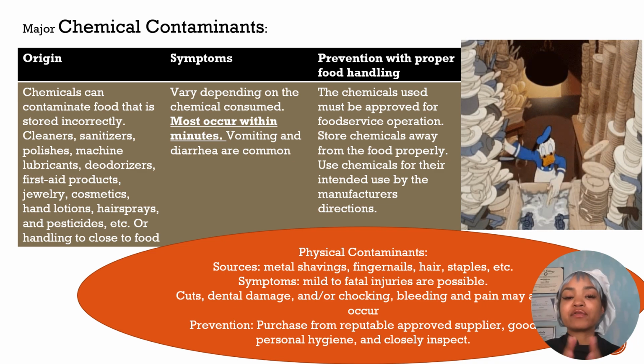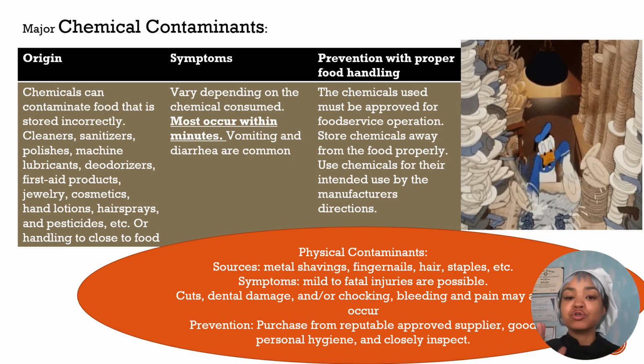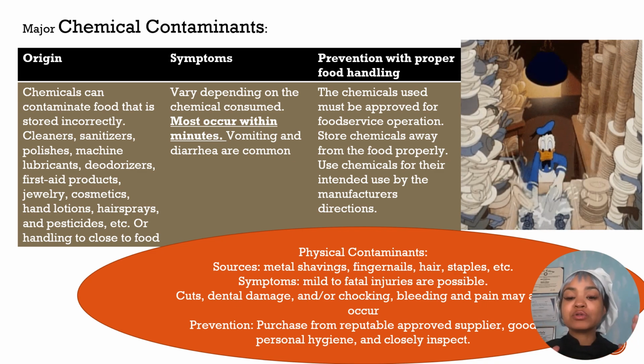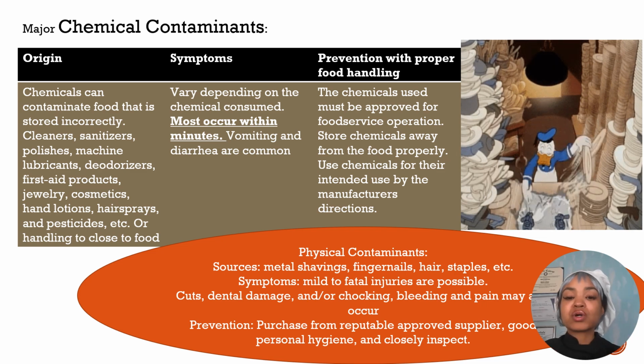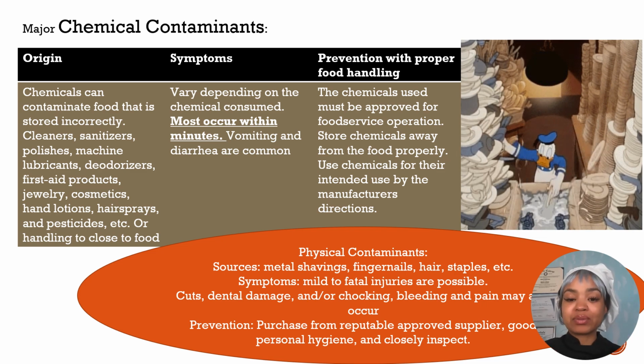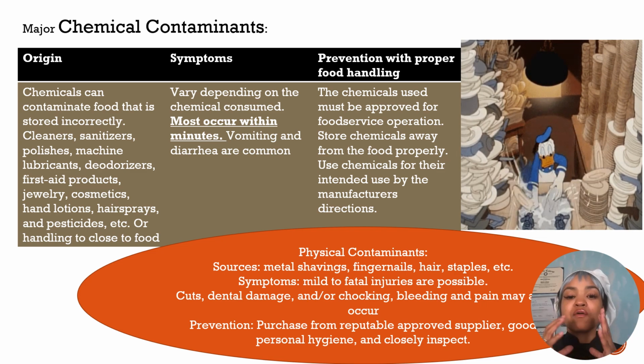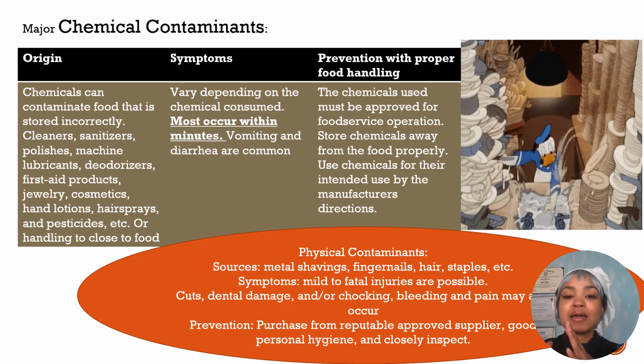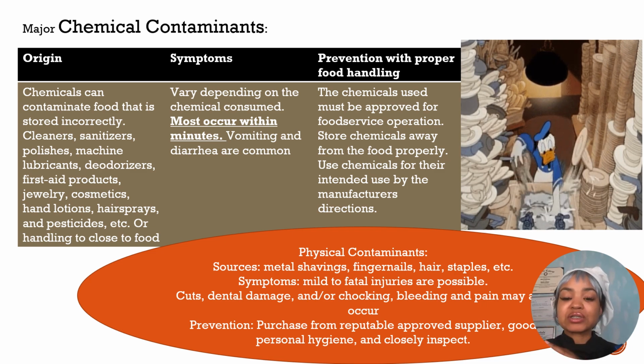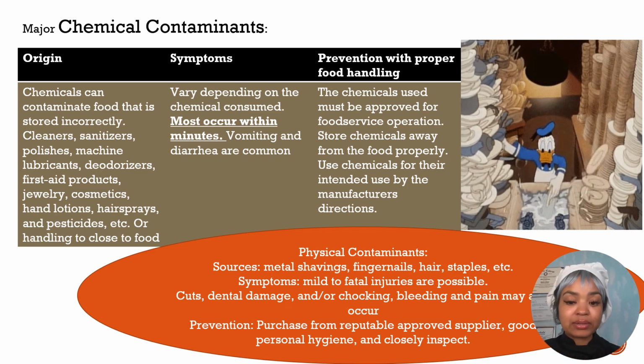Prevention with proper food handling is that the chemicals used must be approved for food service operation. Store chemicals away from the food properly. Use the chemicals for their intended use and by the manufacturer's directions. Use them the right way.